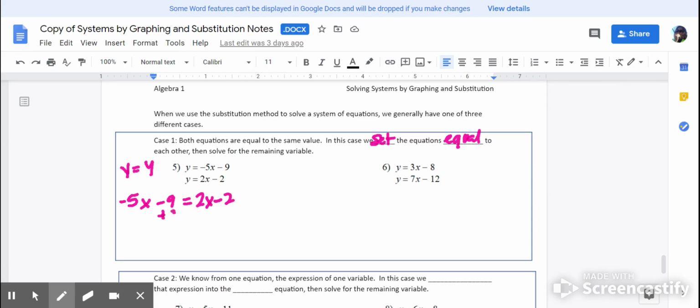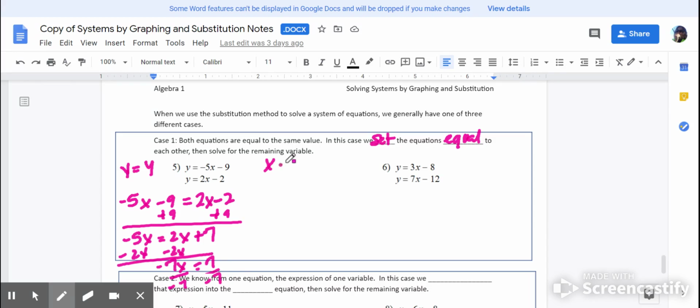I'm going to start by adding 9 to each side. So I get negative 5x equals 2x plus 7. Subtract 2x from each side. So I have negative 7x equals 7. Divide each side by negative 7. And I get my x value to be negative 1.